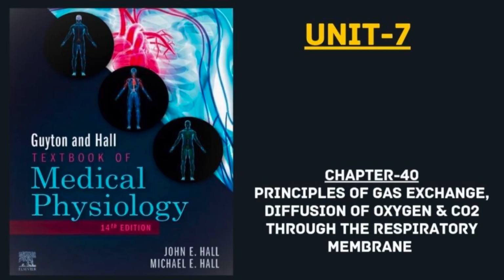But look at what happens during exercise. The text says the capacity can jump from 21 all the way up to 65. It triples. How does the membrane get better during exercise? We don't grow more lungs instantly. The membrane itself doesn't get thinner or change.